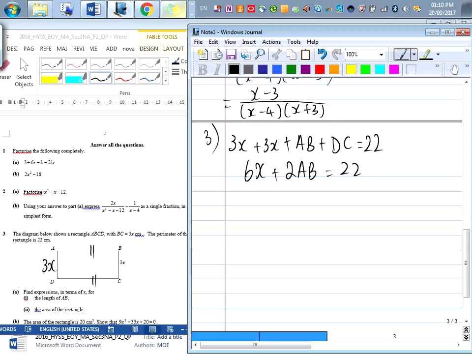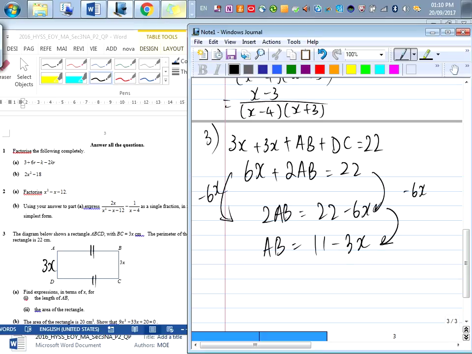And what do we do next? We make AB the subject. Subtract both sides by 6x. So I end up with 2AB equals to 22 minus 6x, and AB will be equals to 11 minus 3x. What did I do? Divided by 2. Okay? This is my expression for AB.